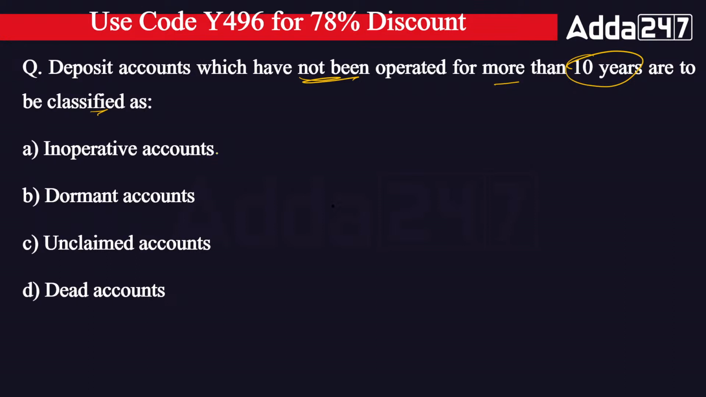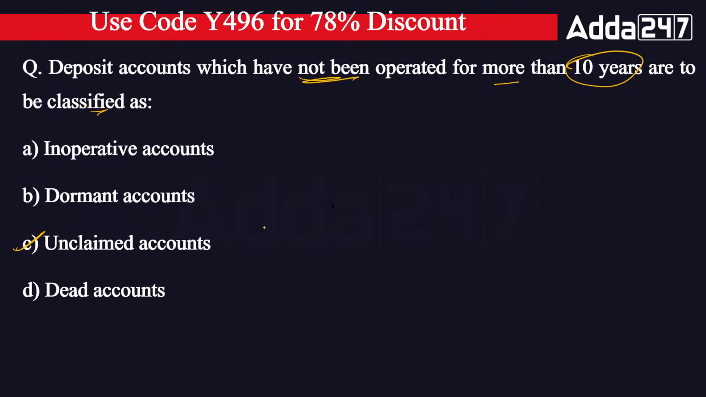Inoperative accounts are those accounts in which no transactions have been performed in the last 12 months. Dormant accounts are the accounts in which no transactions have been performed in the last 24 months. And the unclaimed amounts are those where the deposit account is not operated for more than 10 years. So that will be your unclaimed account.